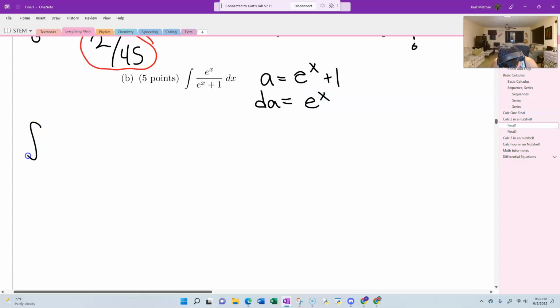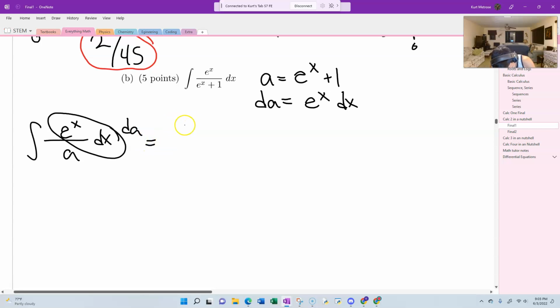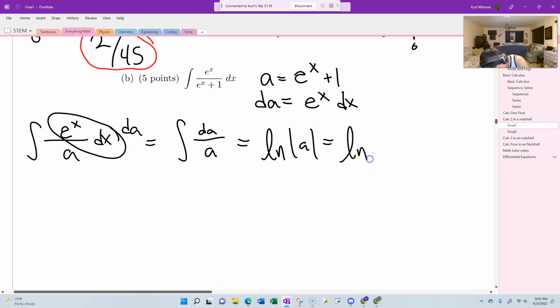So then we now have this integral that is what? It is simply just e to the x dx over a, and then this over here is the same thing as dA. So now we have a nice integral, which is what? dA over a, which is ln of a, which is, look at that, ln of e to the x plus 1.